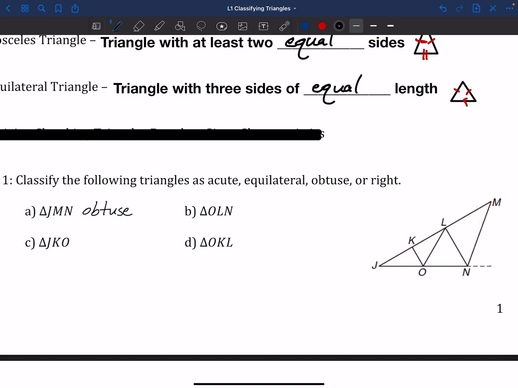Let's move on to another one. If I'm looking at OLN, that triangle right there, it seems like all the angles are less than 90 degrees, right? So we could call that an acute triangle.